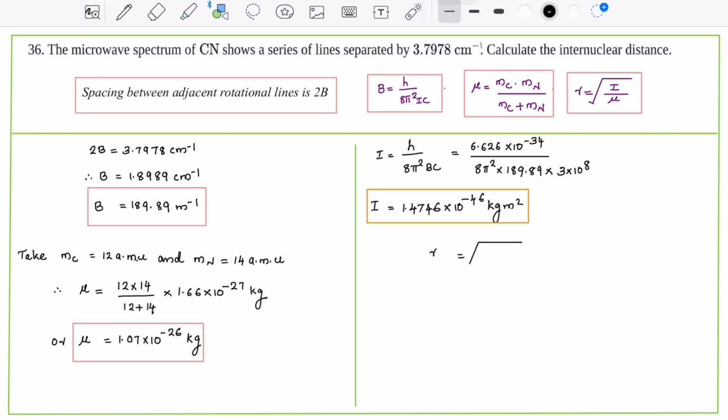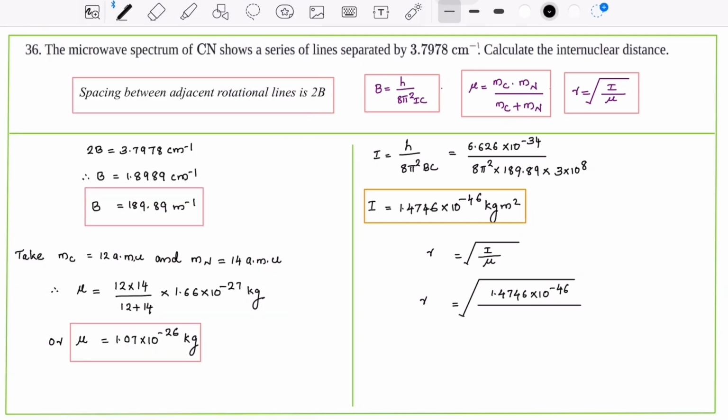R is equal to root of I by mu, and this is equal to square root of 1.4746 into 10 raised to minus 46 divided by 1.07 into 10 raised to minus 26. And the value is 117.39 into 10 raised to minus 12 meter, or R is equal to 1.17 angstrom.